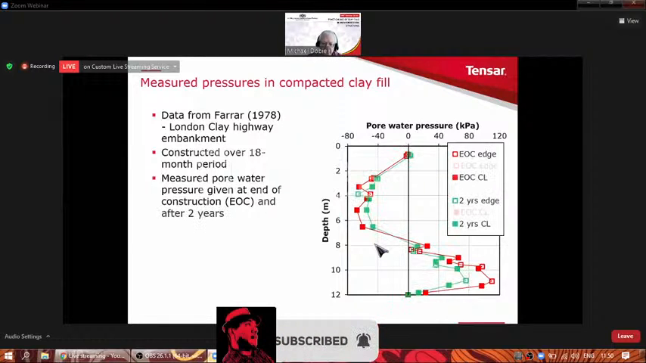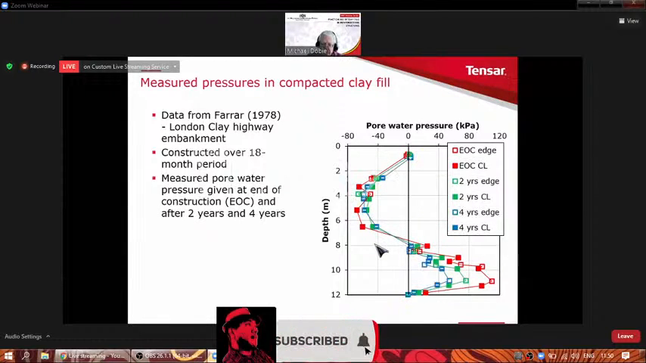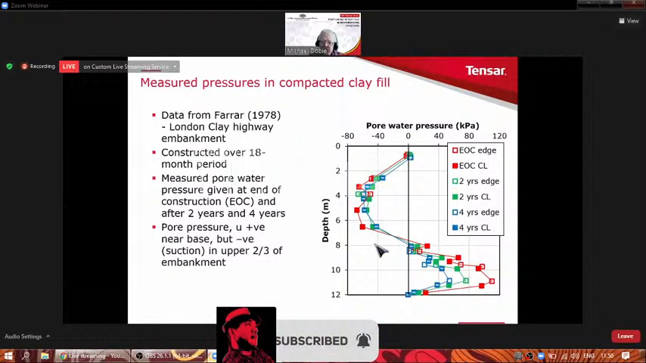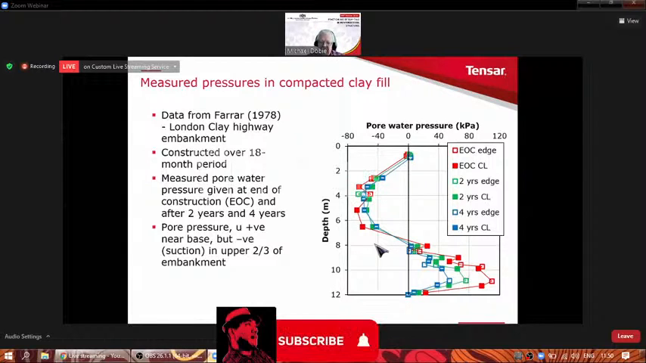This is after 2 years, and this is after 4 years. It's a rather interesting result here, because we can see that the suction in the top 8 meters remains much the same. There's a slight change. But we also notice that the positive pore pressure in the base of the fill is reducing gradually through dissipation, almost certainly because there is a basal drain. There's a granular drain just below the 12-meter mark, and therefore we have zero pore pressure there, and the excess pore pressures are dissipating towards it.